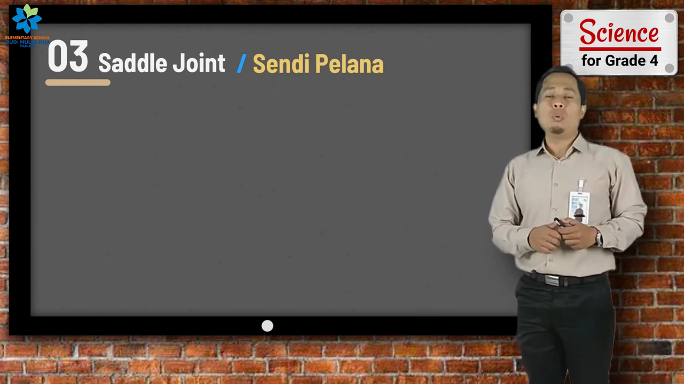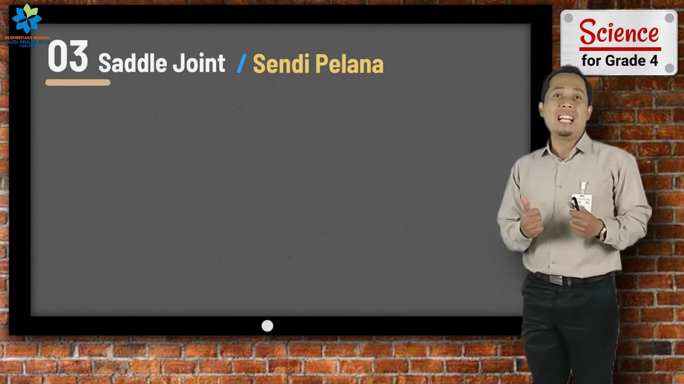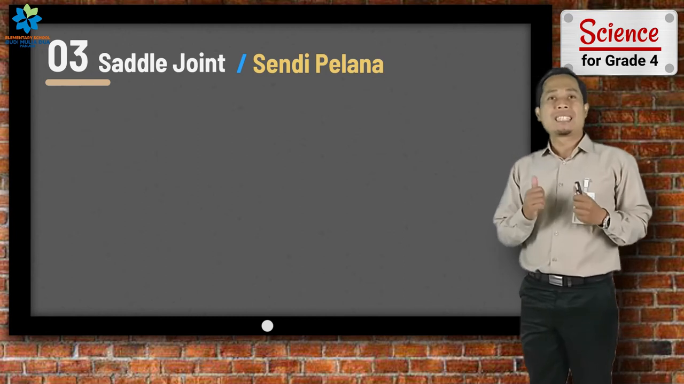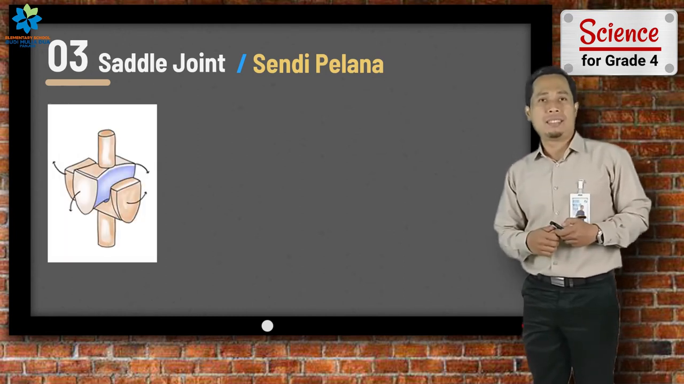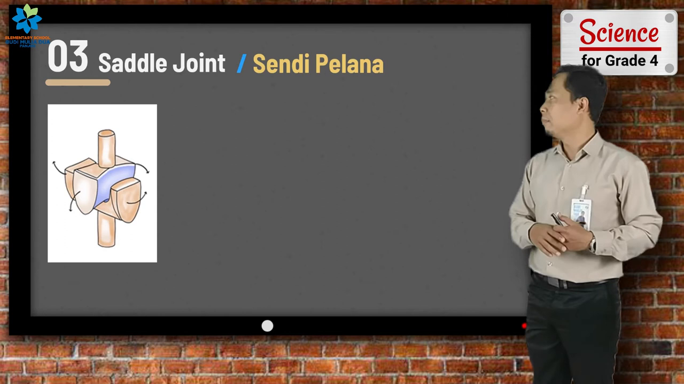Next, number three, what we call saddle joint or sendi pelana. It can be illustrated with the picture like this.